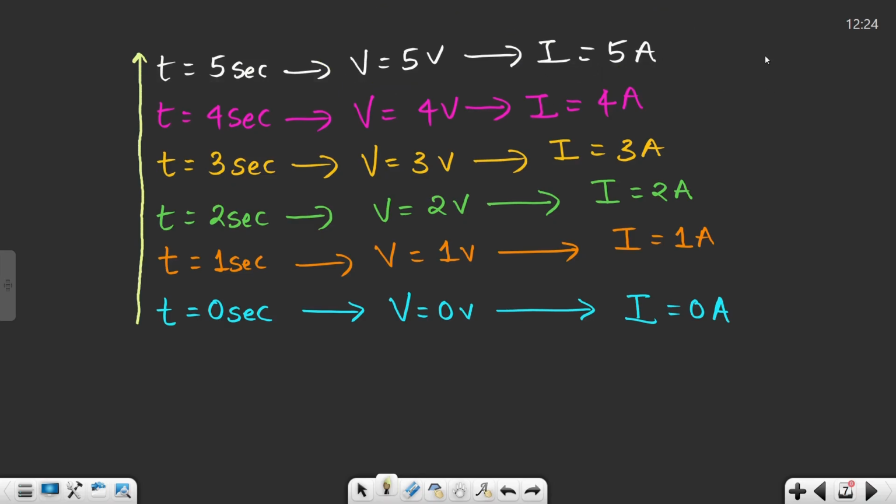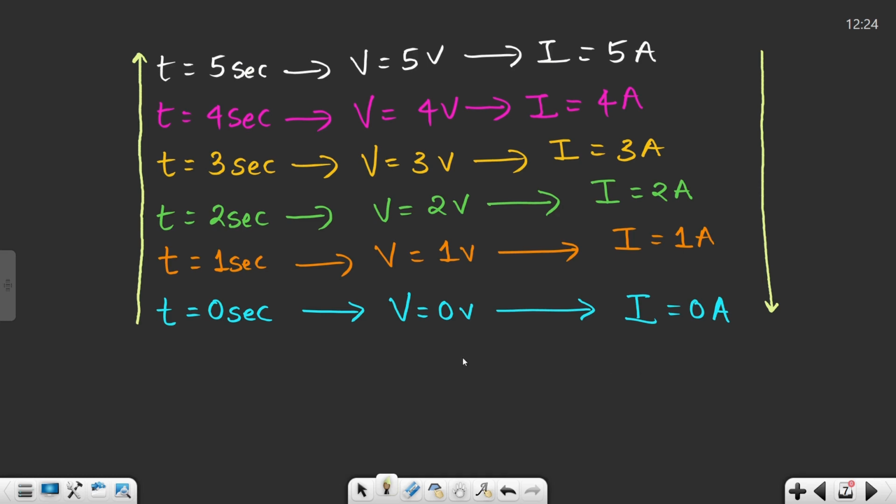After that I just reverse this particular process, right? I start to decrease the voltage. Okay, and just remember, your time cannot decrease, right? Your time will always be increasing. You cannot decrease the time.